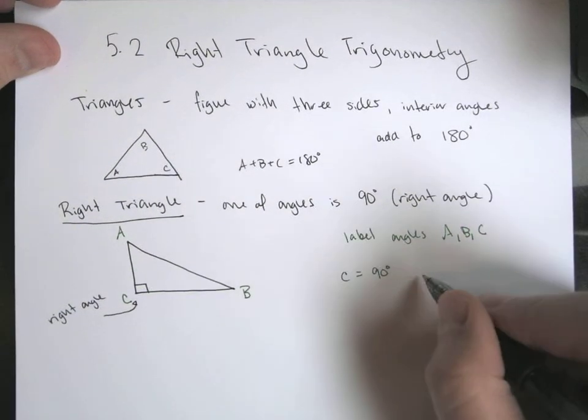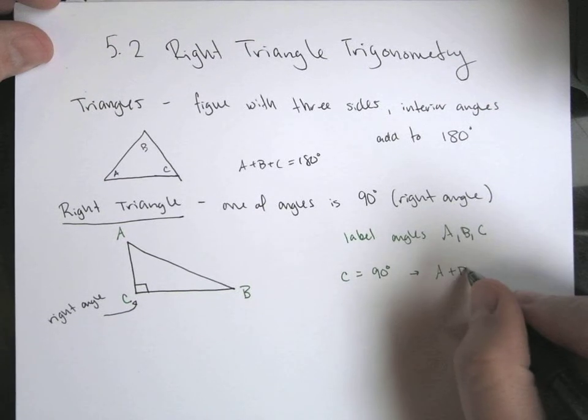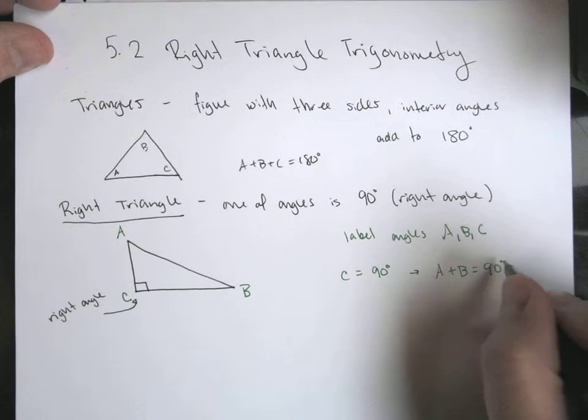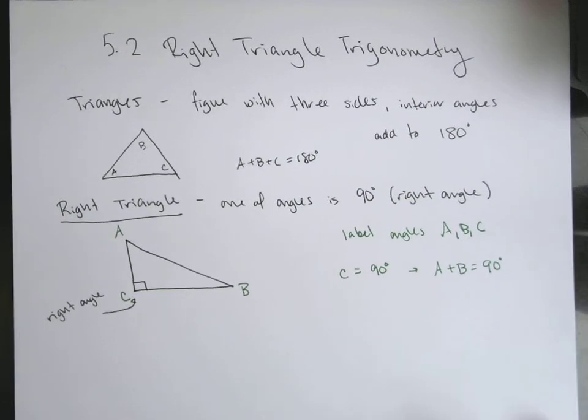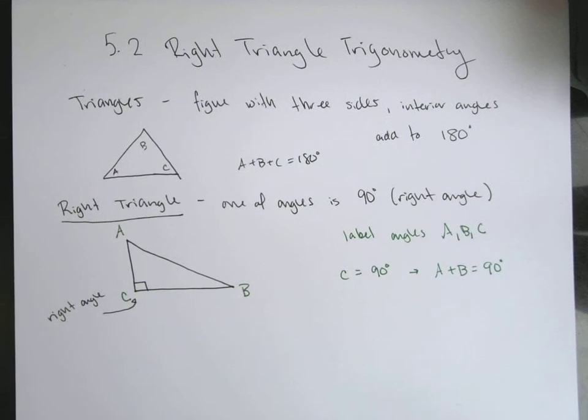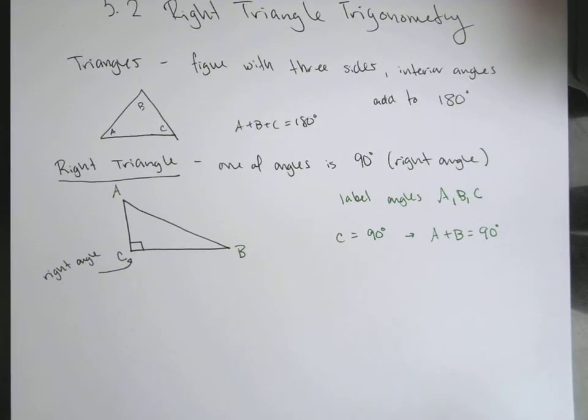So C is 90 degrees, then that means by default, if all three of these add up to 180, it must be the case that A and B would add up to 90, right? So that all of them in total add to 180. In a right triangle, one of the qualities that we're going to be particularly interested in is not as much based on the angles, but actually based on the side lengths.